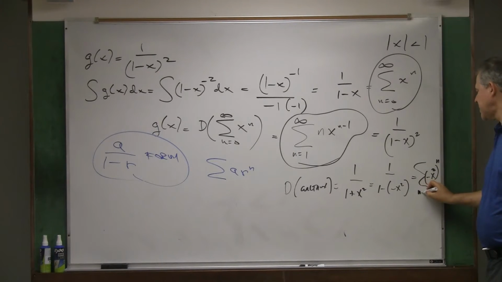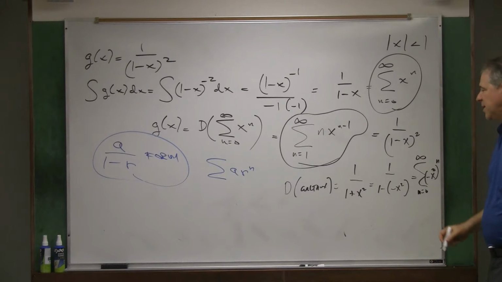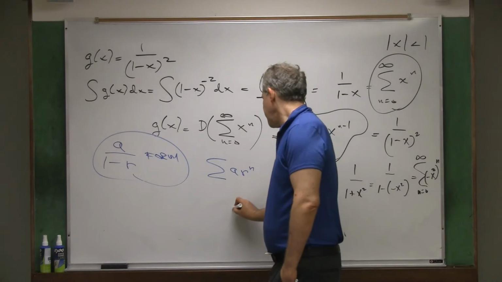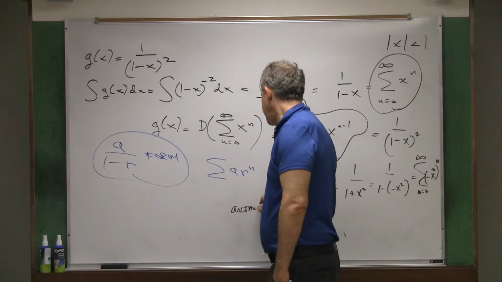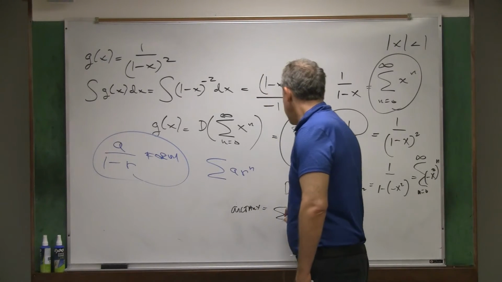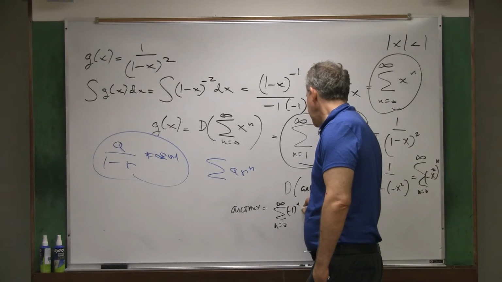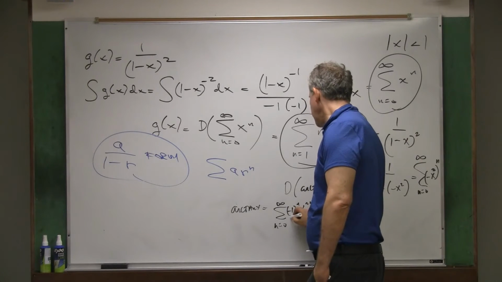We expanded this to be a series. And then we anti-differentiated the series to recover arctan x. So arctan x turned out to be the series from n equals 0 to infinity of minus 1 to the n x to the 2n plus 1 over 2n plus 1.